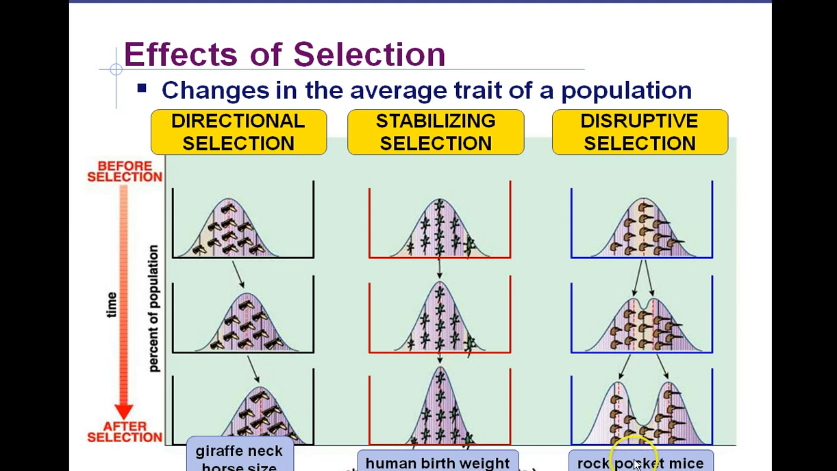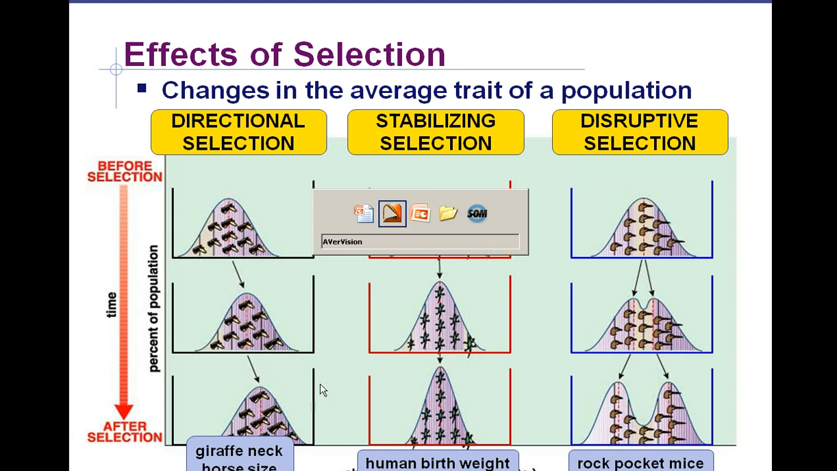Rock pocket mice exhibit this. Basically, they live in an area where there's light and dark, but not very many average colored rocks. And the light colored mice can blend into the light rocks. The darker mice blend into the dark rocks.